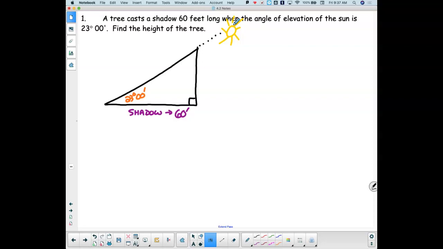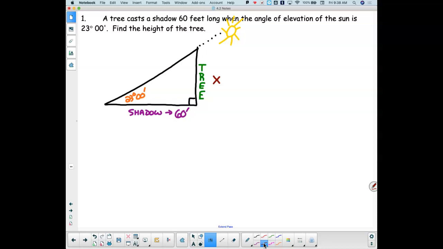Okay. All right. What else do we know? We could figure out the other angle if we needed to, but do I need to? No. What do I need to figure out? Where's the tree? Opposite. It's the opposite leg. Yeah, so it's the vertical side of the triangle, right? And we'll call that x.